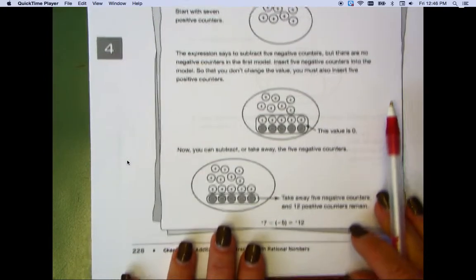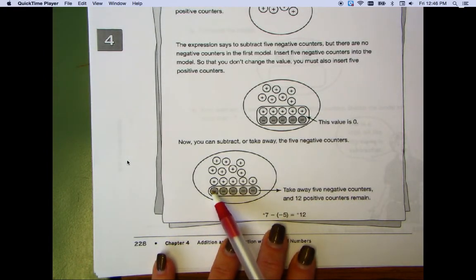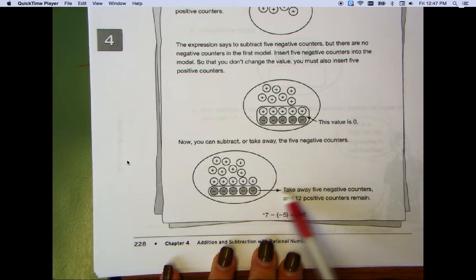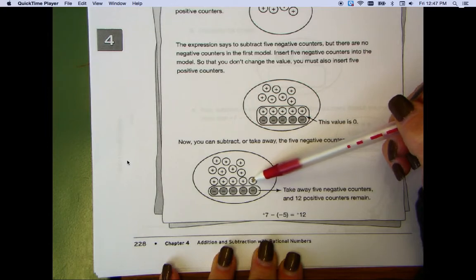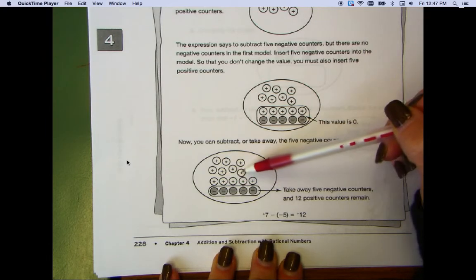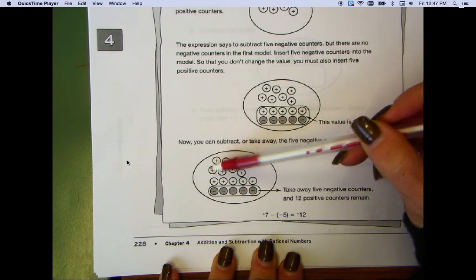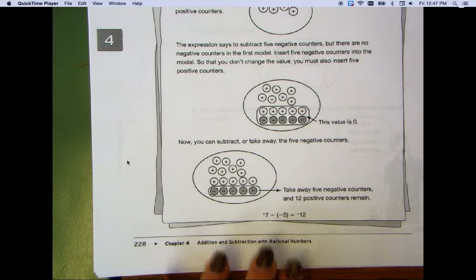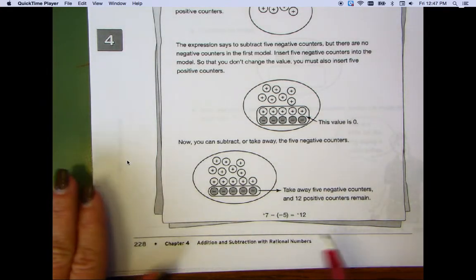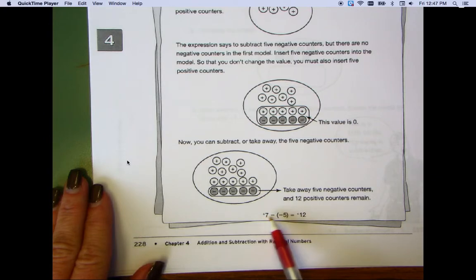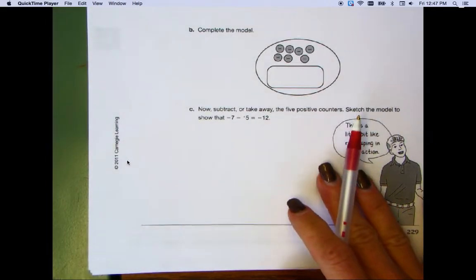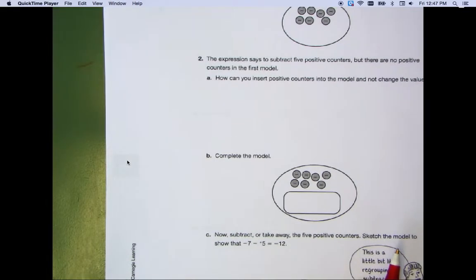Now I'm able to take off those 5 negatives, and what I'm left with on the plate is 1, 2, 3, 4, 5, 6, 7, 8, 9, 10, 11, 12. I'm left with 12 positives. So the answer to 7 minus negative 5 is actually positive 12. We'll do this a few times.